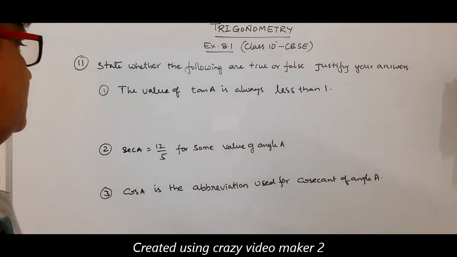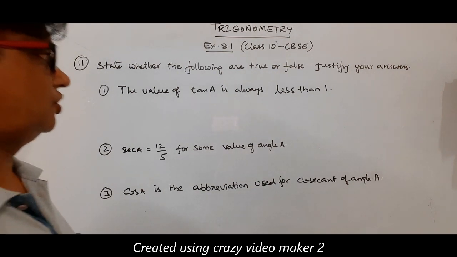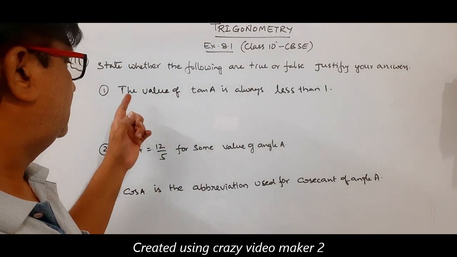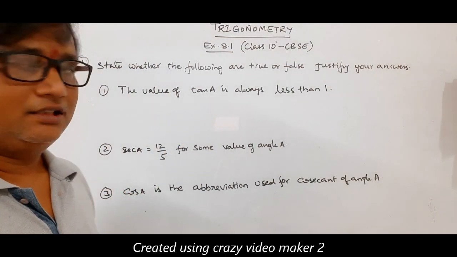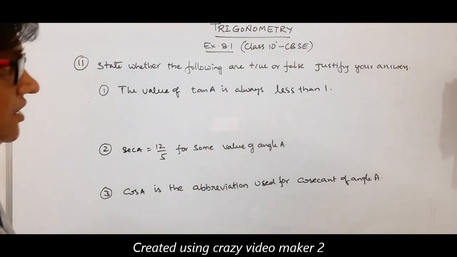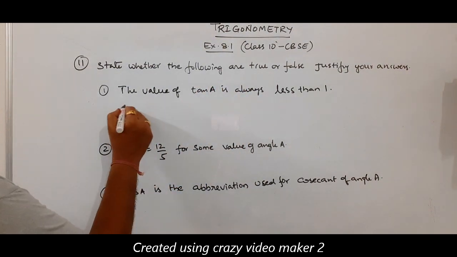In this 11th question, state whether the following are true or false. Justify your answers. In the first question, the value of tan A is always less than 1. This is actually false.